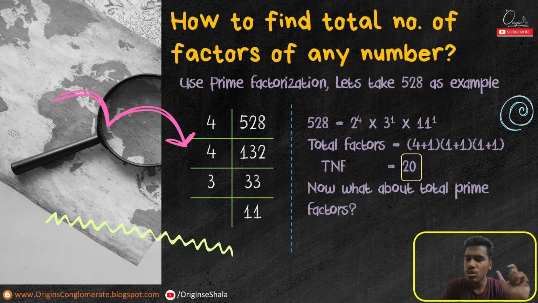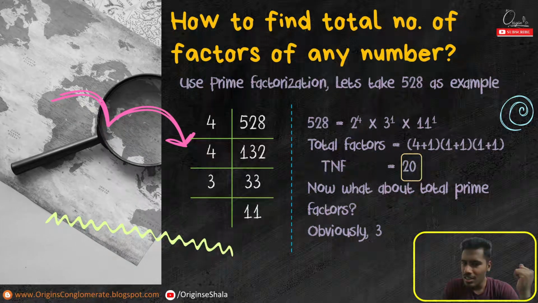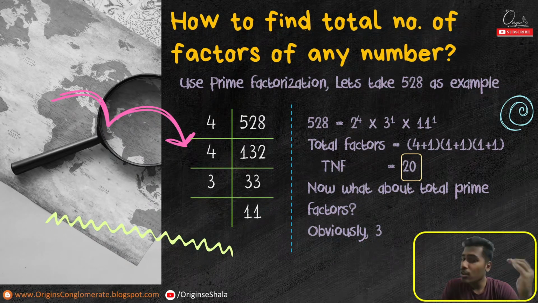But what if they ask about the total prime factors? Well, they are in front of your eyes. Total, obviously, they are 3, 2, 3 and 11. So TNF is dependent on the power of the prime numbers, and prime factors themselves, well, they are the base. So you got two things cleared out now.